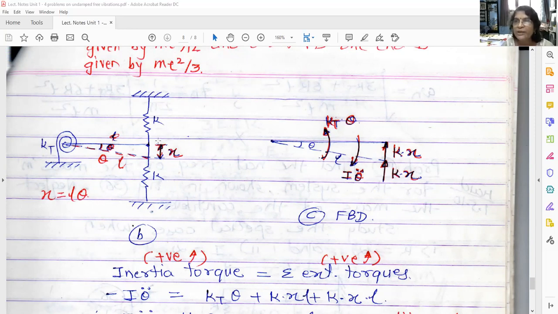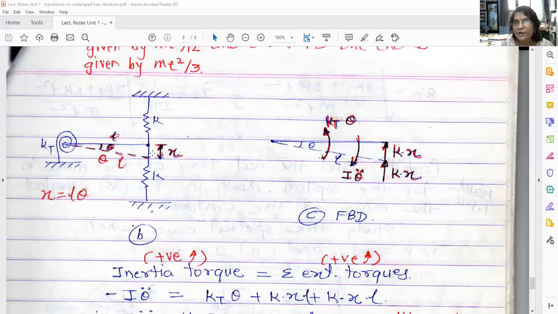So x1 is equal to x2. That's why we have written a combined parameter, or one parameter, that is x. Now, again, there are two parameters: x is the translatory motion of the spring, and theta is the angular displacement of the rod. So what is the relation between these two, theta and x?